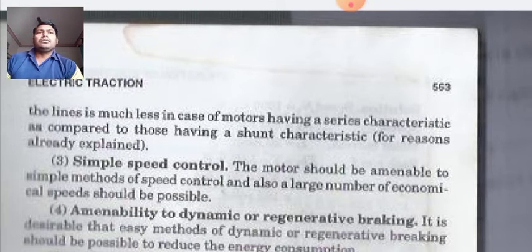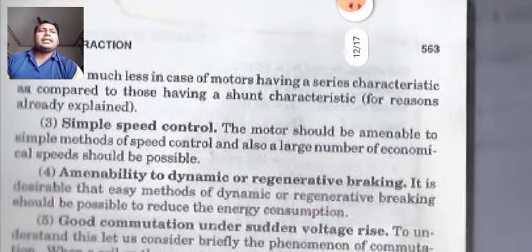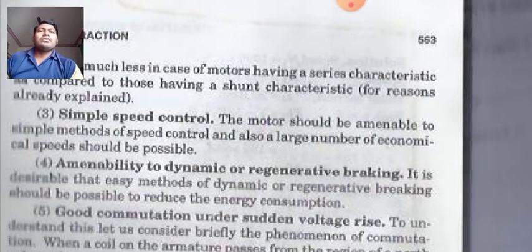Simple speed control. The motor should be amenable to simple methods of speed control, and a large number of economical speeds should be possible. Because if the speed control is more complicated, then what will happen? We will control the speed obviously, but the time taken and the personnel required for controlling the speed will be very highly skilled. So we go for only simple speed control methods.